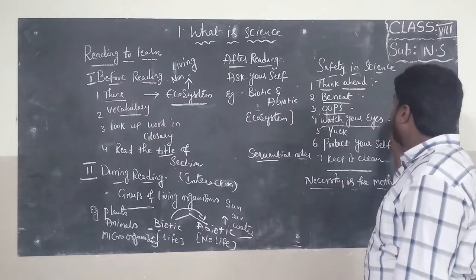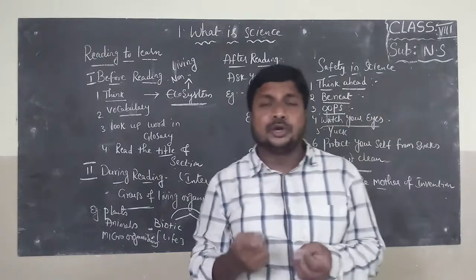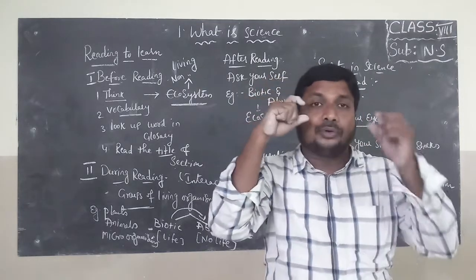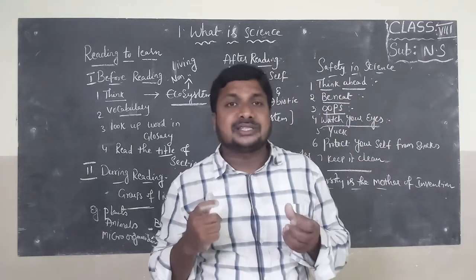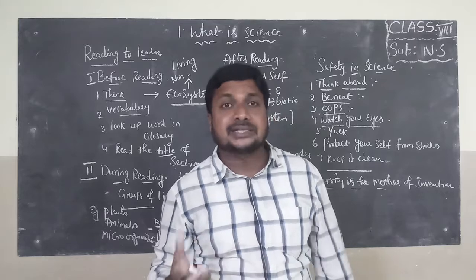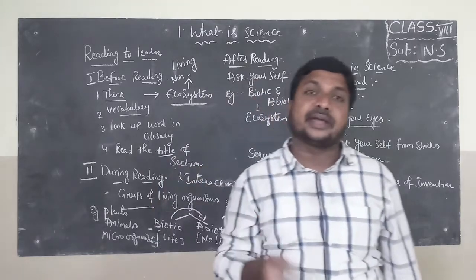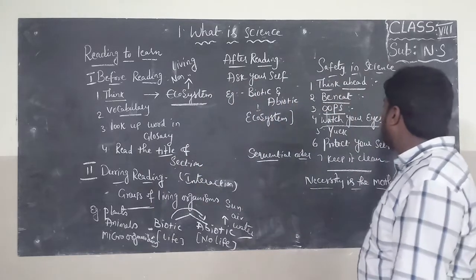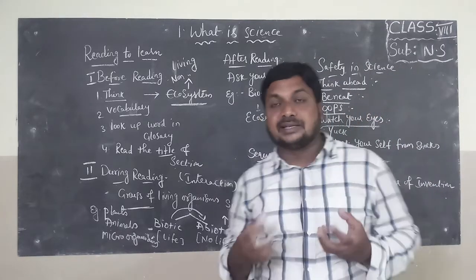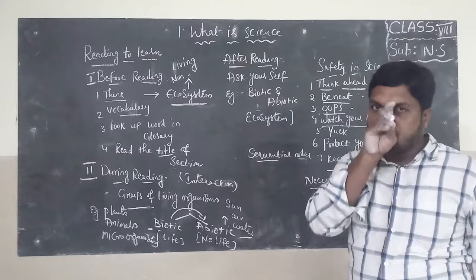Watch your eyes. Do you know? Sometimes we do experiments with poisonous chemicals. At that time you have to wear safety goggles. This is helpful to prevent the entry of chemicals into our eyes. When chemicals enter into the eyes, they may sometimes cause blindness. So everyone should wear safety goggles, spectacles, to protect yourself.